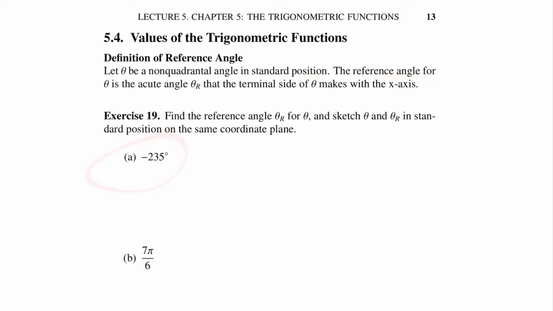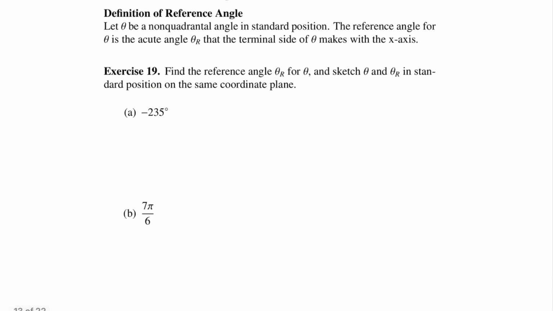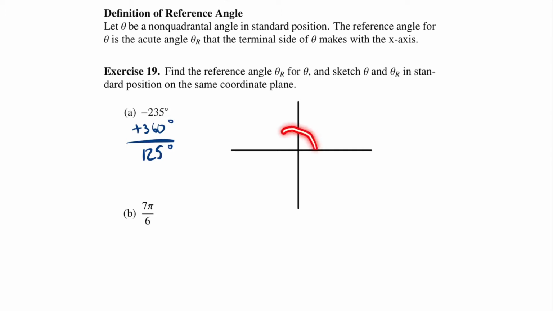Find the reference angle of these following angles. All right, so let's draw that. If you draw that angle, I would recommend that you find a coterminal angle by adding 360. So let's add 360 to that and see what we get. Should get 125 degrees. So 125 degrees is going to be somewhere over here, in quadrant number 2. So let's say it's about here somewhere. All right, so that is our angle, negative 235 degrees. We just found a coterminal angle, which is good enough.